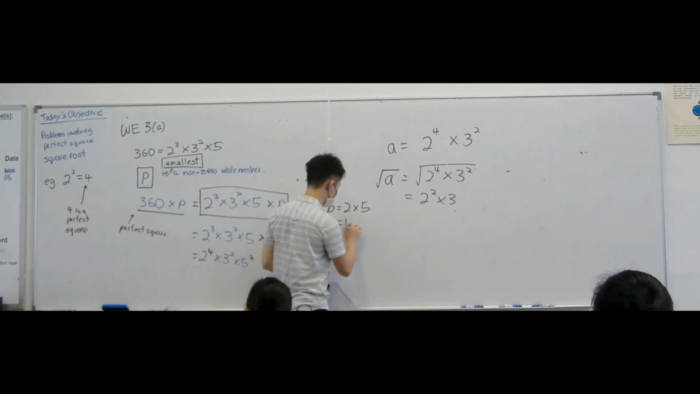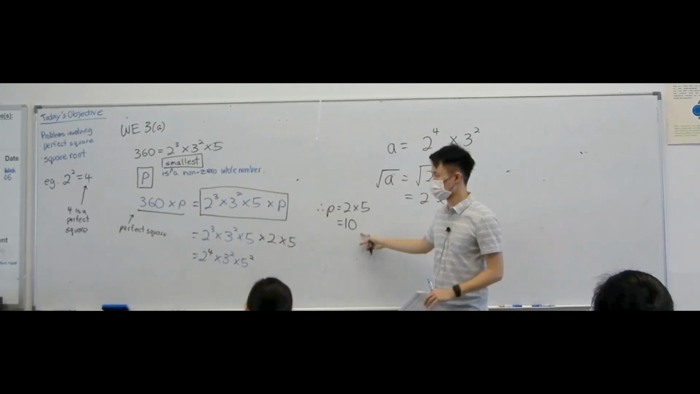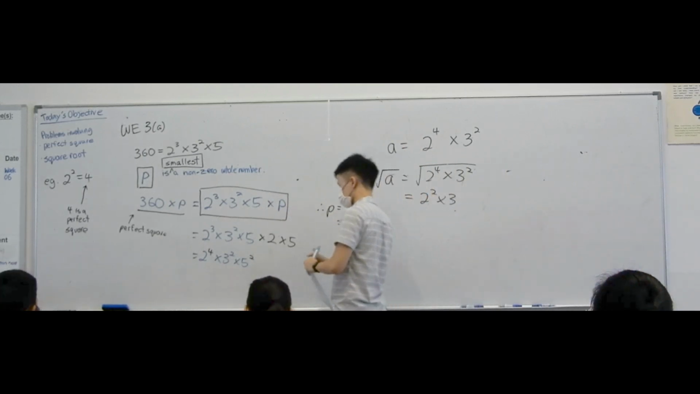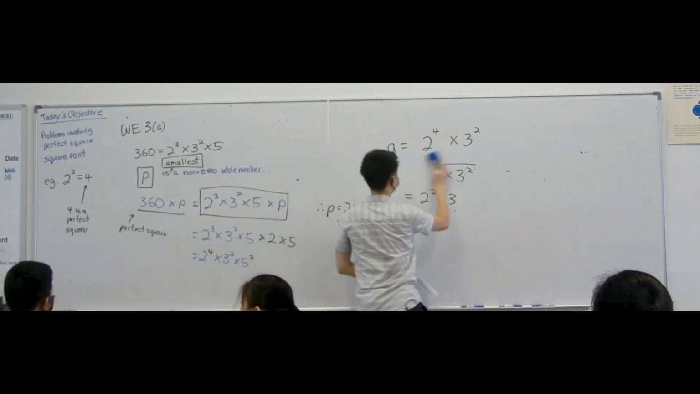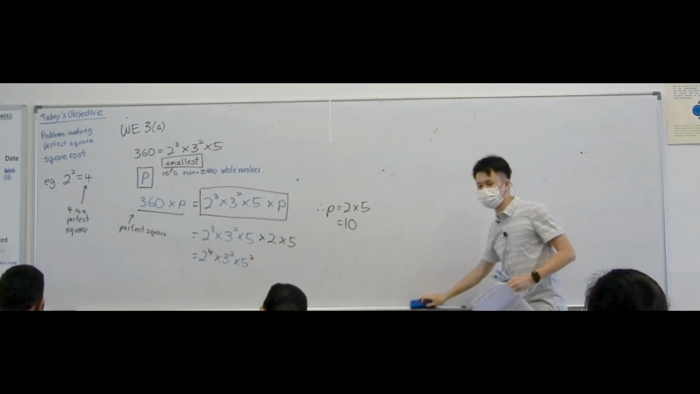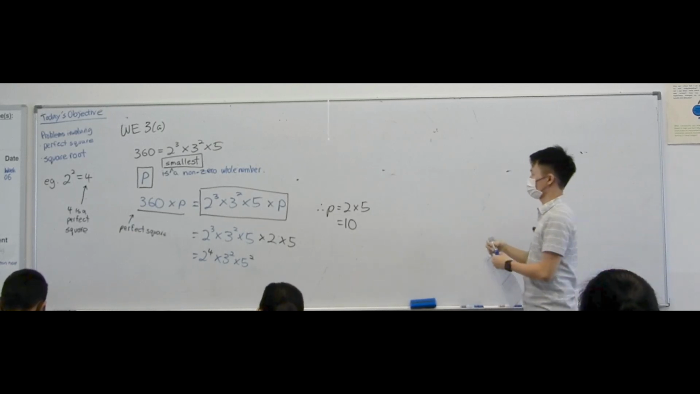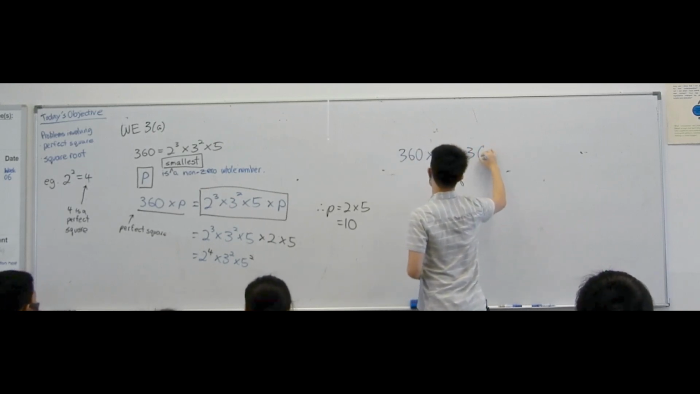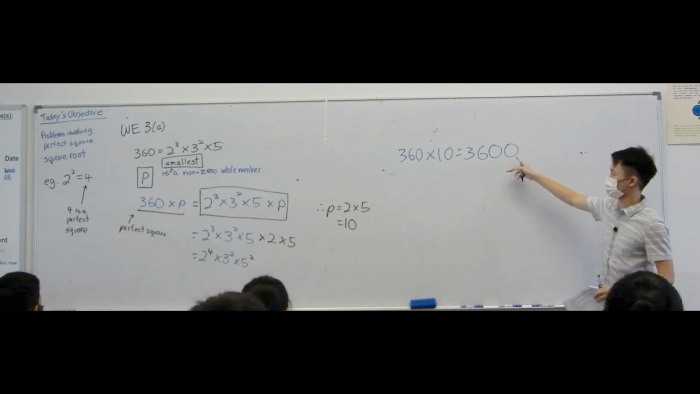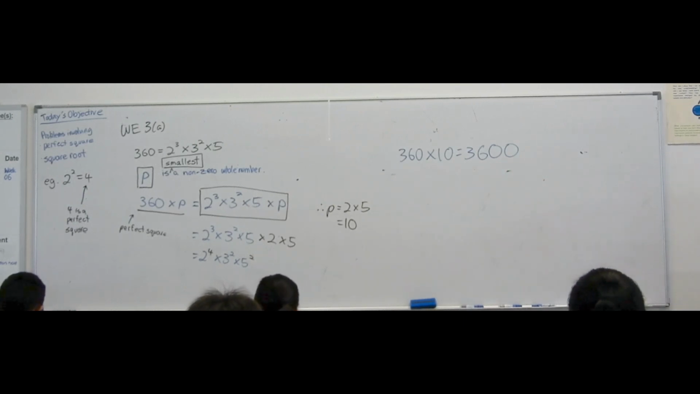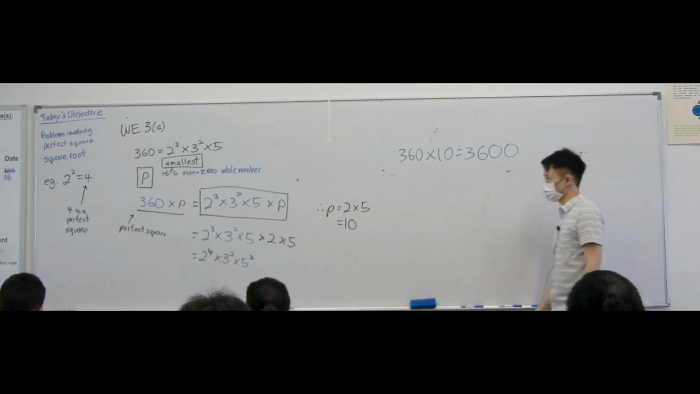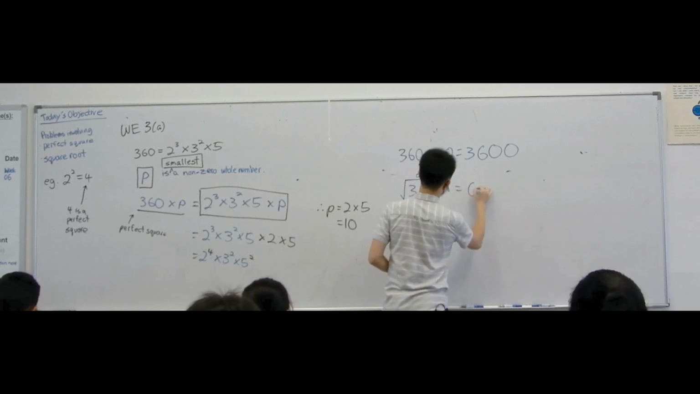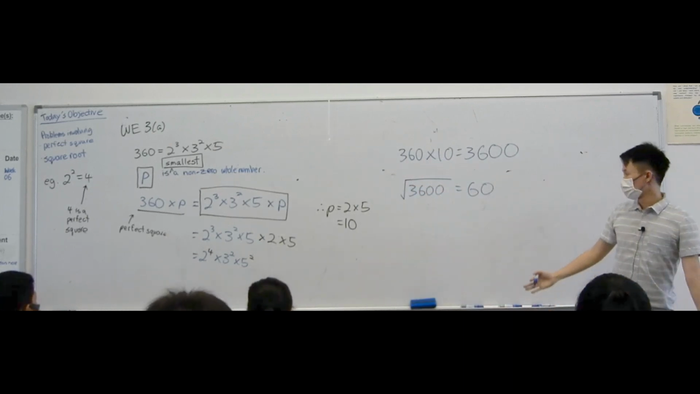This is the smallest possible value of P, such that when I multiply P to 360, I will get a perfect square. You don't believe me? Let's test it out. If you don't understand this, I implore you to look at this example again at home. So let's try 360 times 10. What do you get on your calculator? Then square root this number. Is it a perfect square? Use your calculator to square root it. What's the value? See, it's a perfect square.